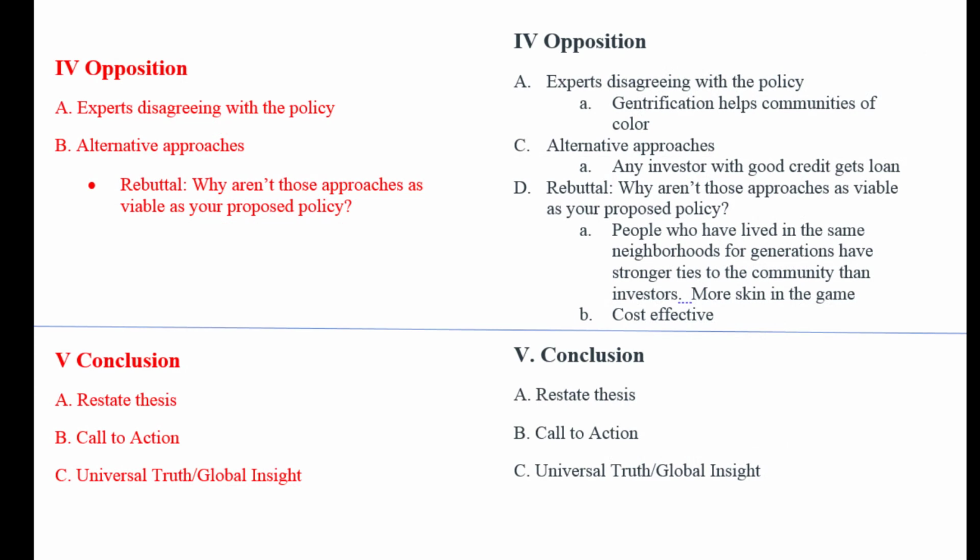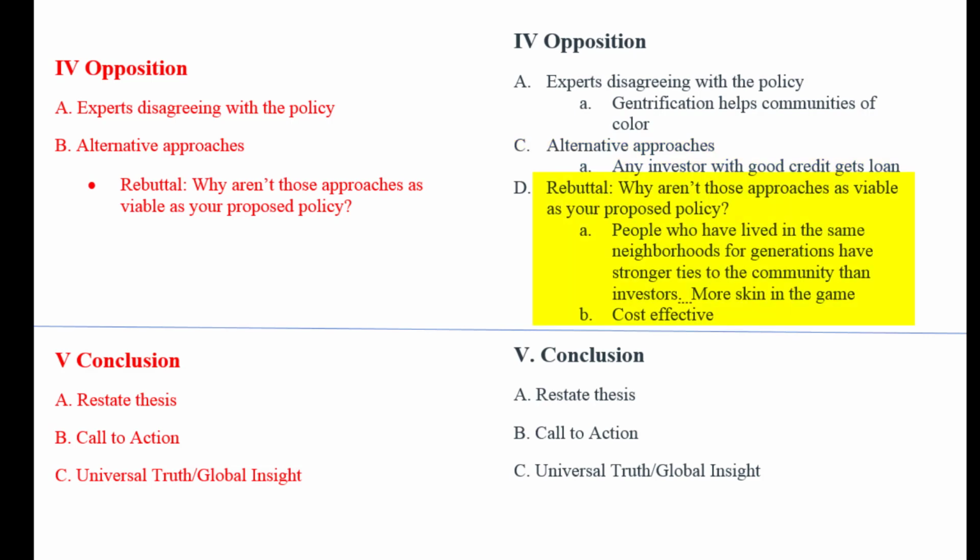Then I'd move on to my opposition. I'd have the experts that are disagreeing with this policy of the federal government getting involved, helping people of color fix their housing. These experts have an alternative approach. They would say any investor with good credit should get loans to fix housing in neighborhoods. It shouldn't be focused just on people of color.